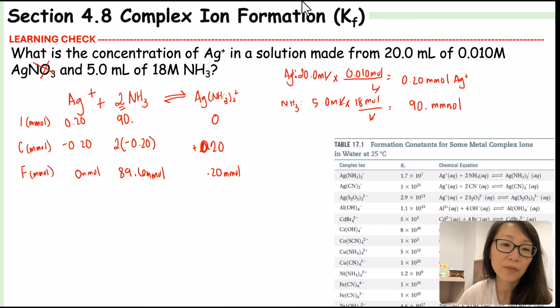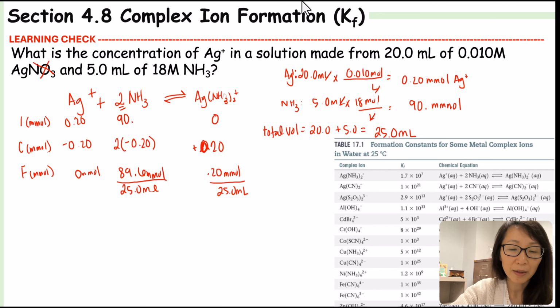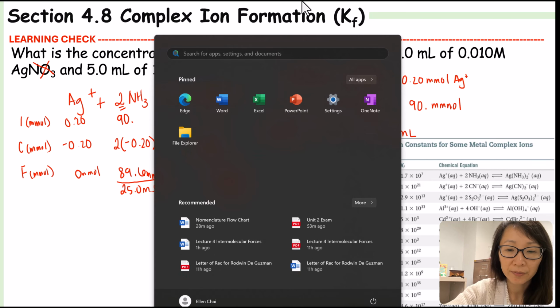Okay. So we're going to find the concentration of this one. So if I want to know that, I need to divide it by the total volume, and that's total volume is equal to 20.0 plus the 5. It's 25.0 milliliters. So here, 25.0 milliliters, and then this is 25.0 milliliters. All right, I can't do this in my head, so I'm going to punch out a calculator.